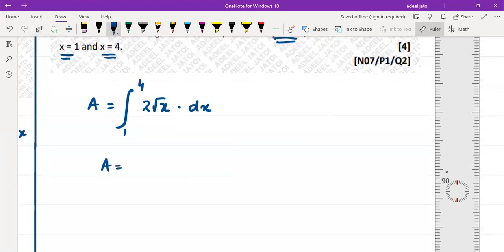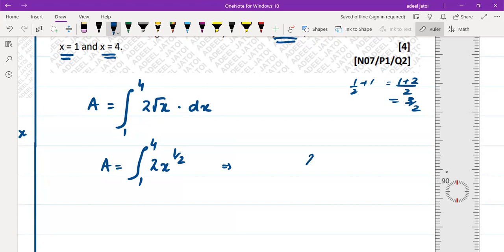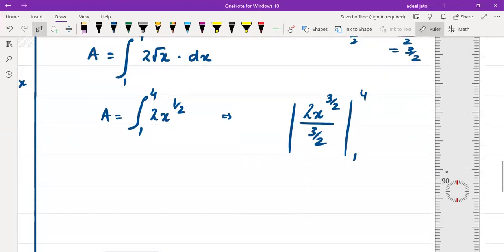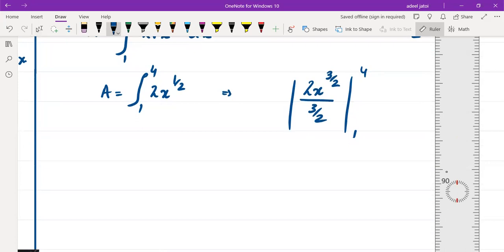So to find the area, what is important is to change the under root to the power half. Your upper limit is still 4 and lower limit is 1. So 1/2 plus 1 will be (1 plus 2) upon 2, which is 3 upon 2. So can we say 2 x x^(3/2) upon 3 upon 2, and the upper limit is 4, lower limit is 1. When we take the reciprocal of this 3 upon 2, this should turn to 4 upon 3 x x^(3/2), and upper limit is 4, lower limit is 1.